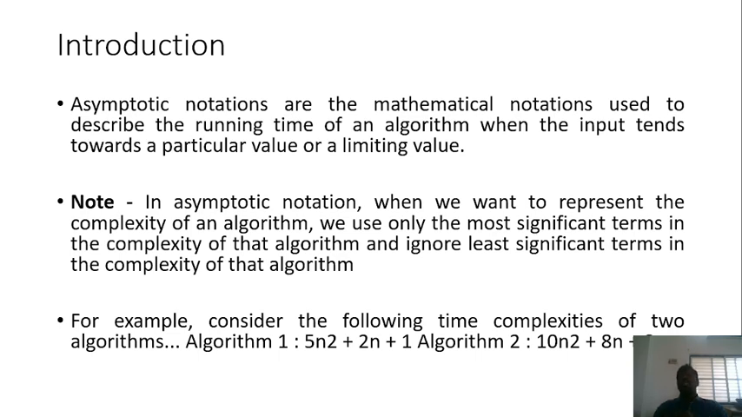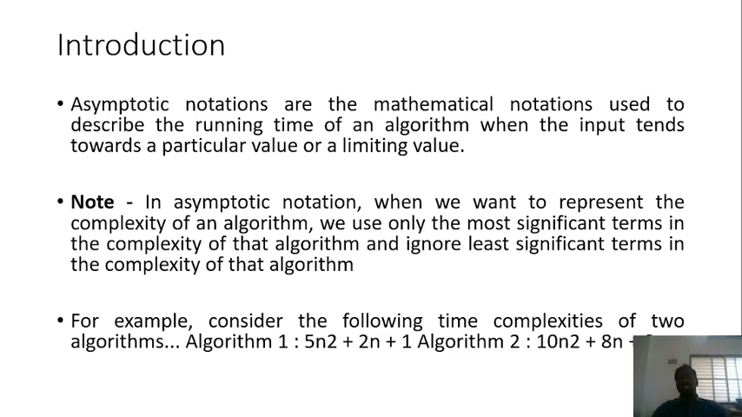In asymptotic notations, we represent the complexity with the most significant terms. We mainly ignore the least significant terms of the complexity of an algorithm. Let's take an example, 5n square plus 2n plus 1, the time complexity of an algorithm. Suppose I am taking two algorithms; one is 5n square plus 2n plus 1.